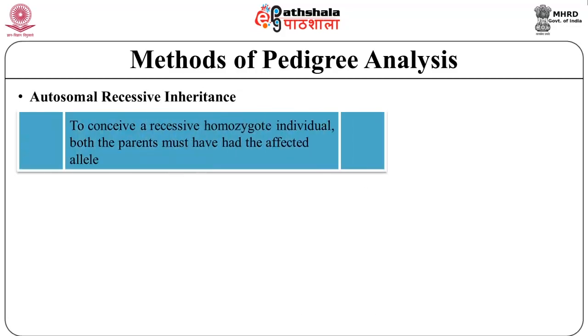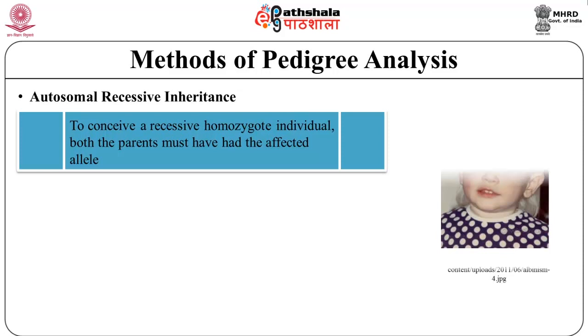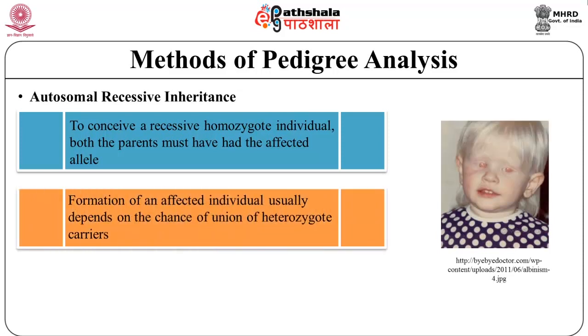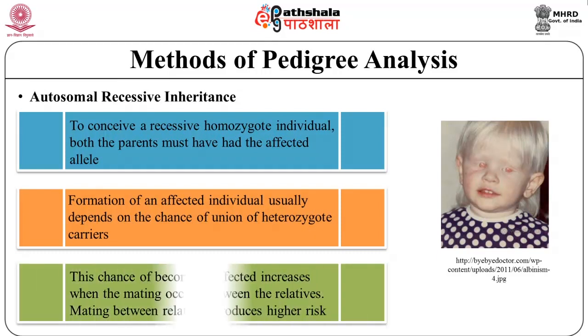To conceive a recessive homozygote individual, both the parents must have had the affected allele. The formation of an affected individual usually depends on the chance of union of heterozygote carriers. This chance of becoming affected increases when the mating occurs between relatives. Mating between relatives produces higher risk.